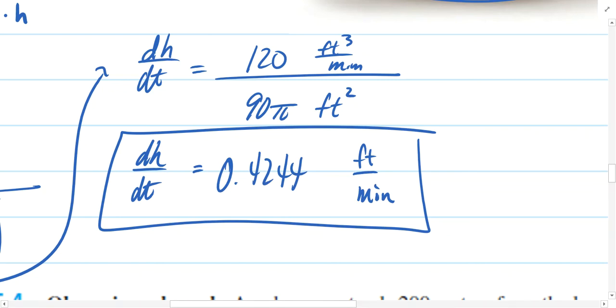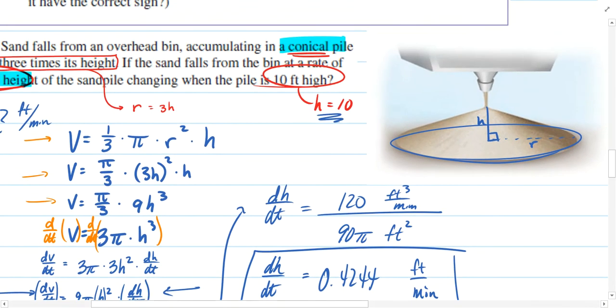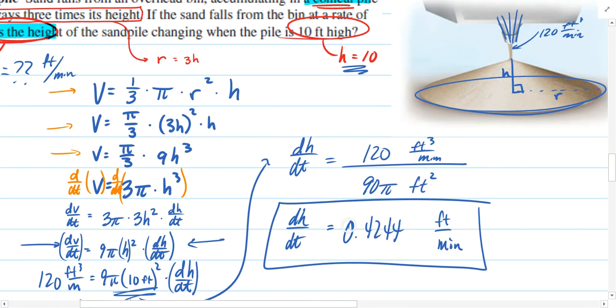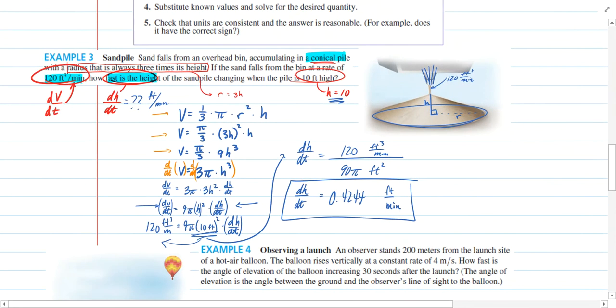And it's also worth noting that that rate at which the height is changing is based on how quickly the volume is being added. So evidently this larger collection of sand at the top is flowing at a very precise and constant rate, 120 cubic feet per minute. So as long as that flow, that rate is constant, then the height is changing at this particular speed at that particular moment.